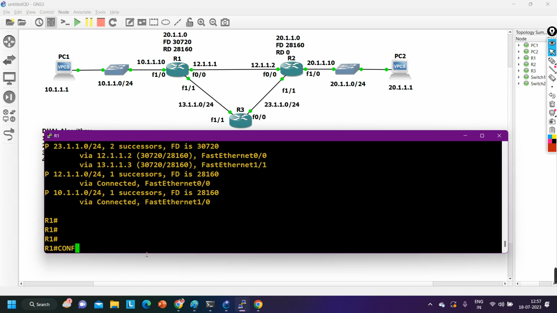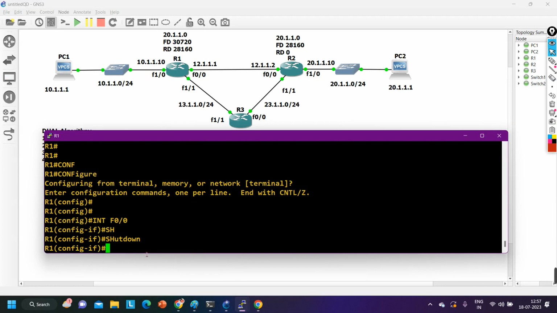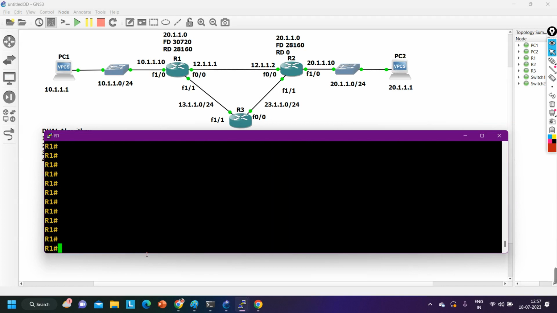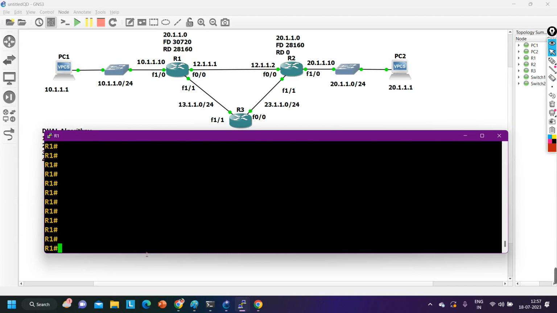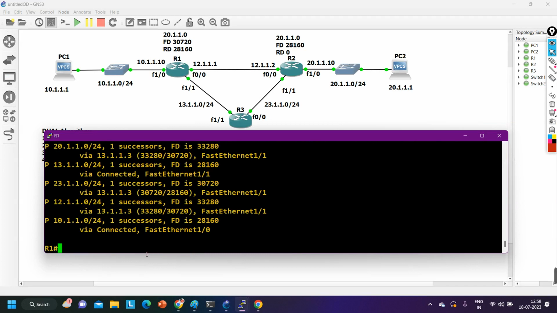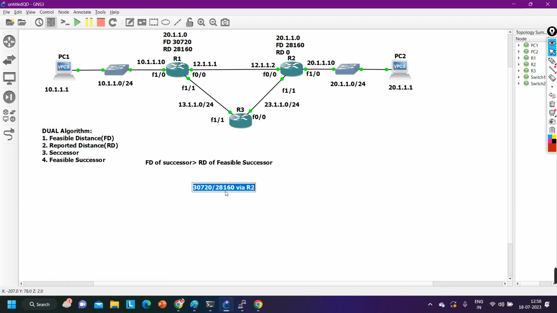Now I am going to shut down interface F0/0 of router 1. Now how many paths do we have? Only one path, via router number 3. So in show ip eigrp topology, for the 20 network, the path is 1, via router number 3. And this is FD and RD. Let me write it here.